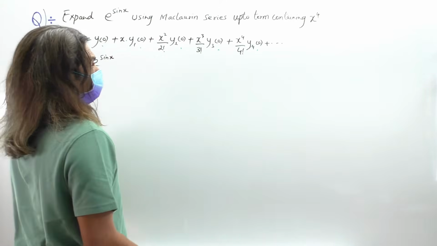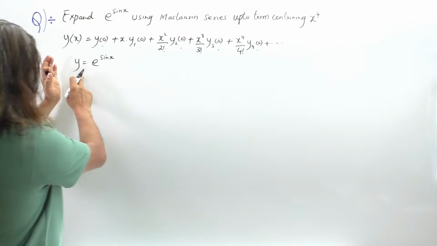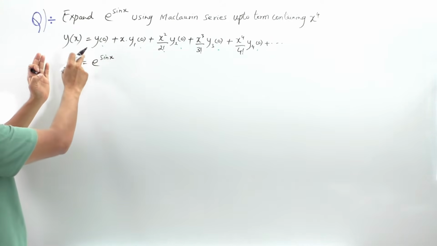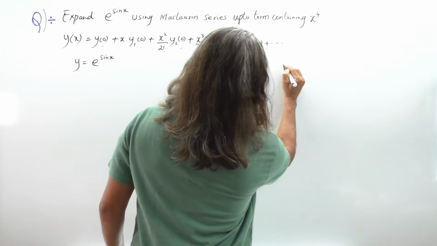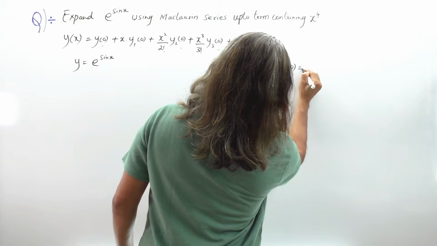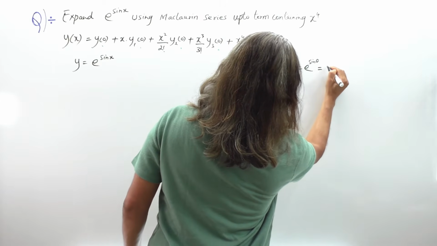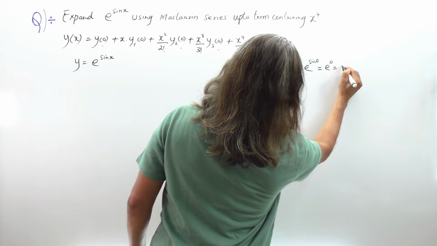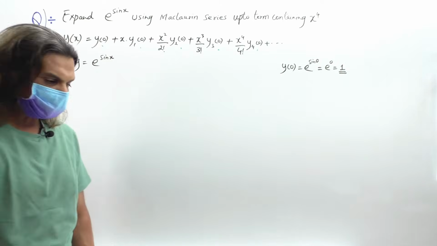It means we need to find first y of 0. Okay. So this y is a function of x. This basically means y of x is equal to e raised to sin x. So I'm writing y is equal to e raised to sin x. So y of 0 will be e raised to sin 0. So what is sin 0? 0. So e raised to 0 is 1. That's the first answer. Understood?